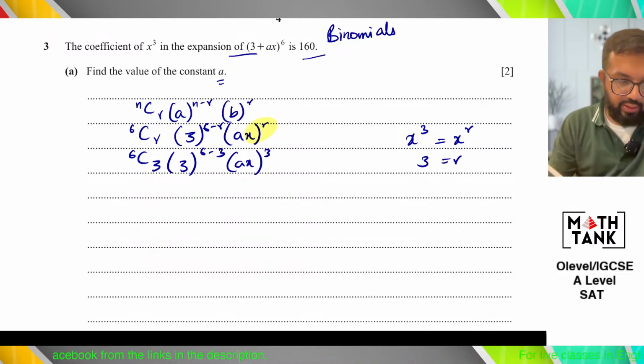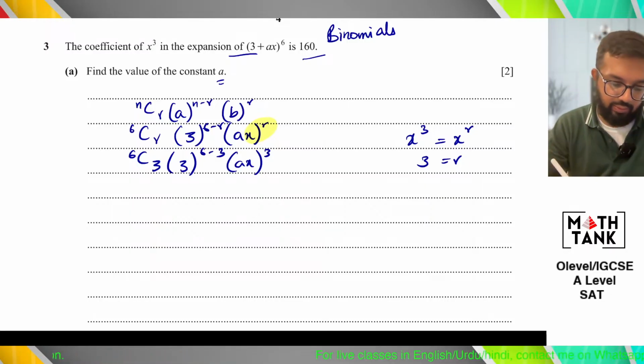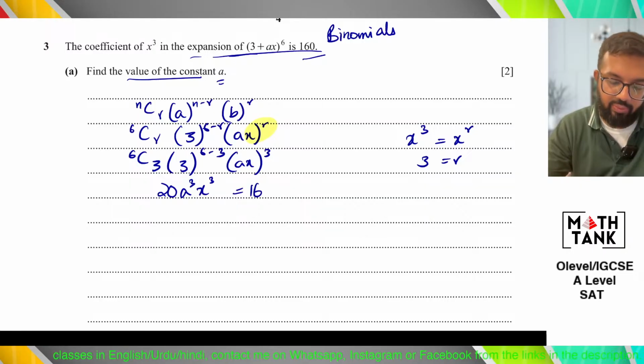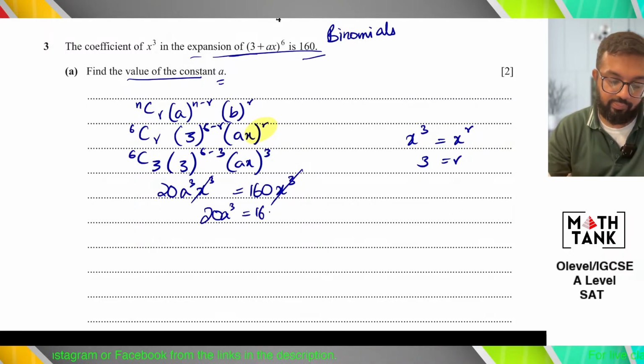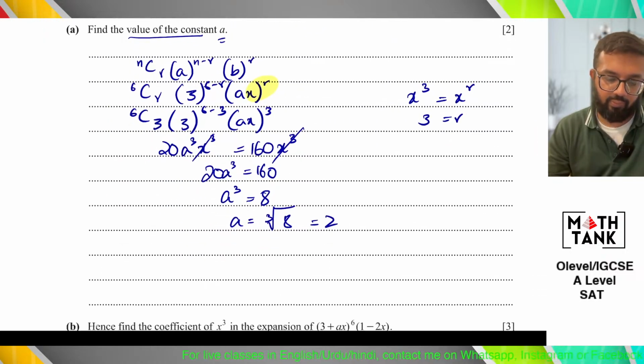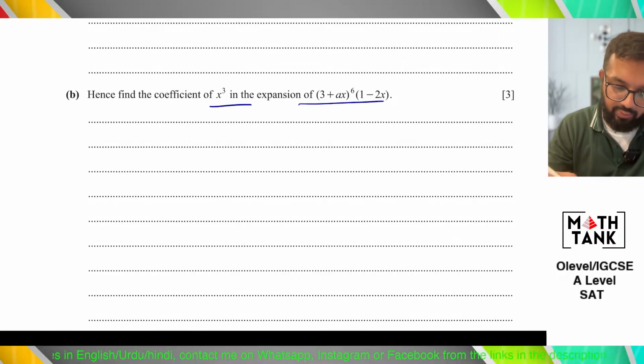So 6C3 is 20, 3 cubed is 27, so 540 a cube x cube. The coefficient of this equals 160. That means that this term is going to be equal to 160x cubed. Cube root of 8, which is 2. Hence, find the coefficient of x cube in the expansion of this.